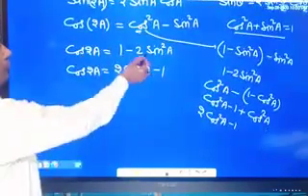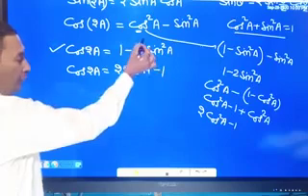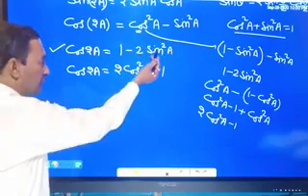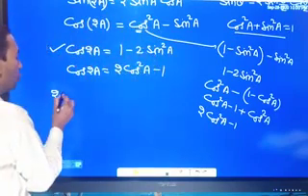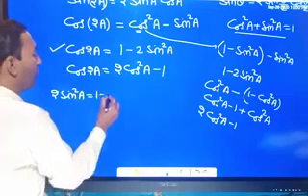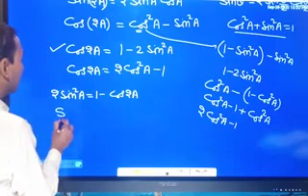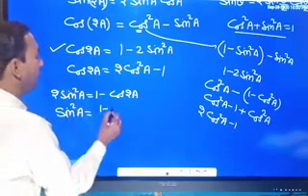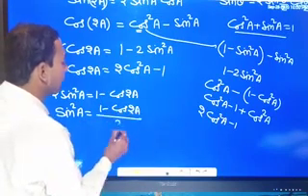By this formula, find the value of sin square A. Shift this to this side and shift this to this side. Then 2 sin square A becomes positive and we get 1 minus cos 2A. So we can write sin square A is equal to (1 minus cos 2A) divided by 2.